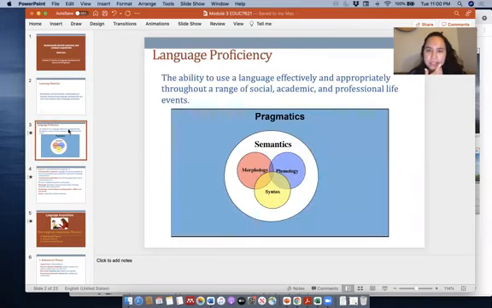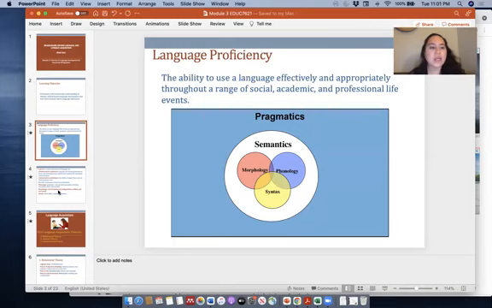So before we get into the theories, this is just a quick overview of key terms. Language proficiency under these theories refers to the ability to use a language effectively and appropriately throughout a range of social, academic, and professional life events. And in this graphic, these are components of what is considered language proficiency.